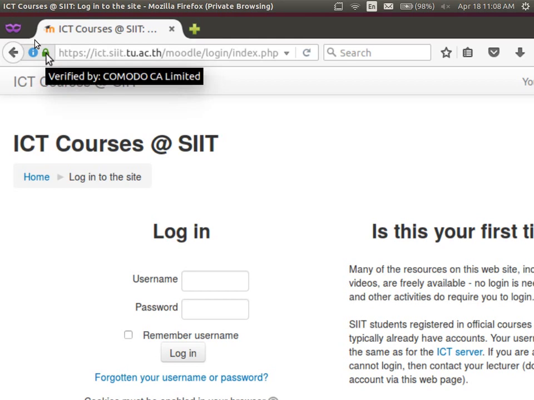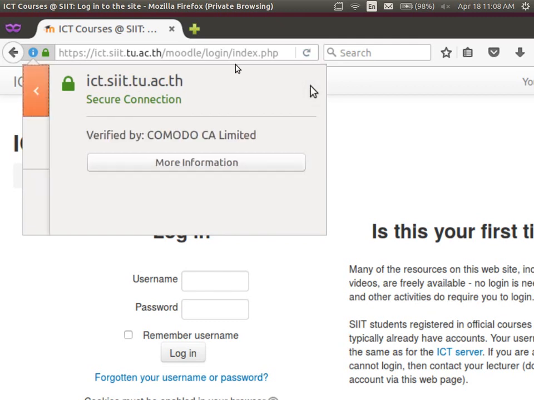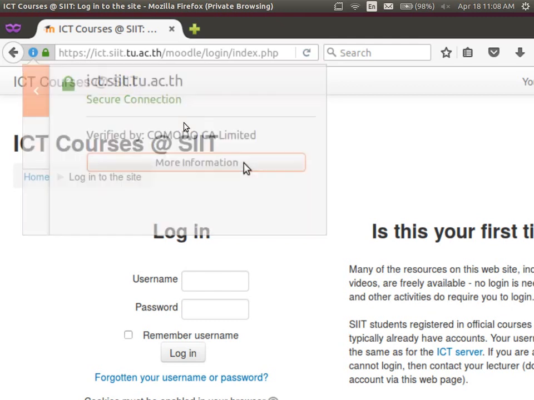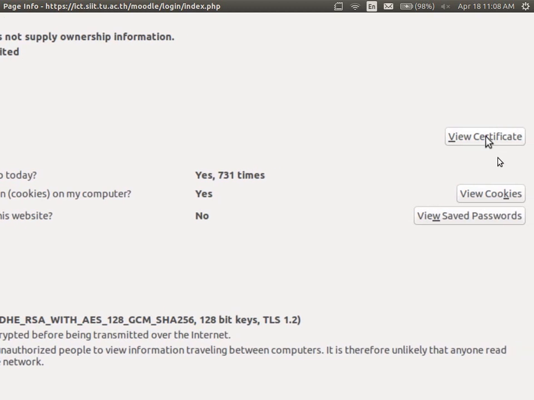Because we would like to communicate between my browser and the web server, and to do that communication securely, we need to encrypt, and we need to exchange a key, and we'll use public key crypto to do that. So let's look at the certificate. If we click on here, we see some more information. We have a secure connection. And let's get some more information. And we find and we can view the certificate.